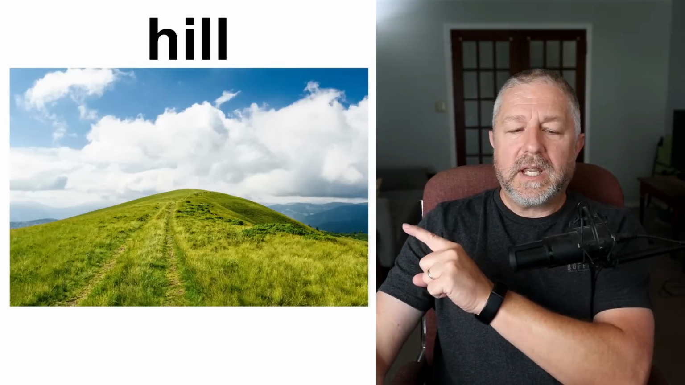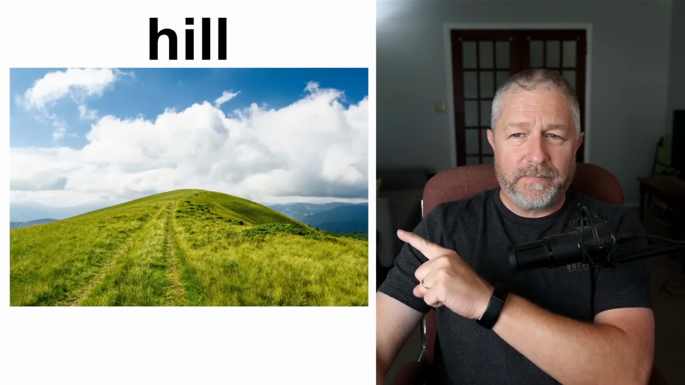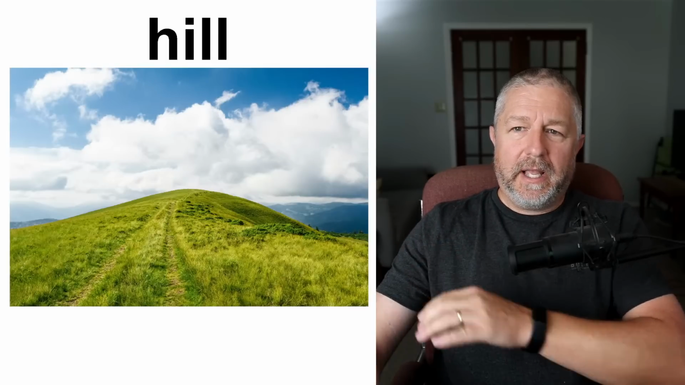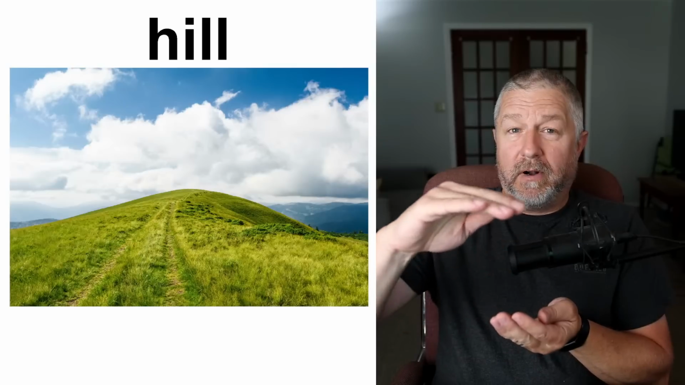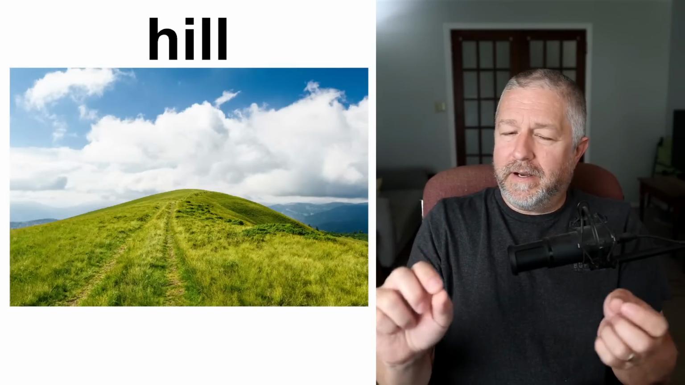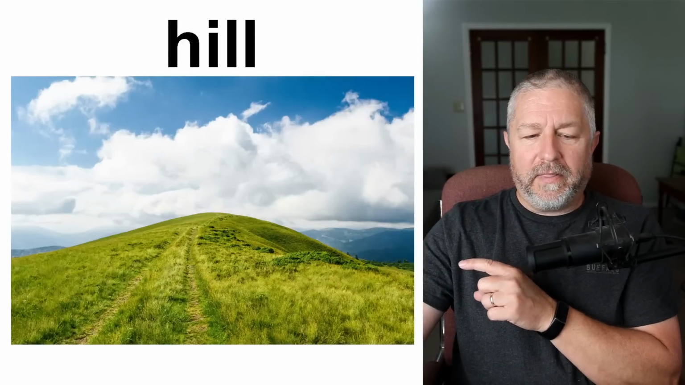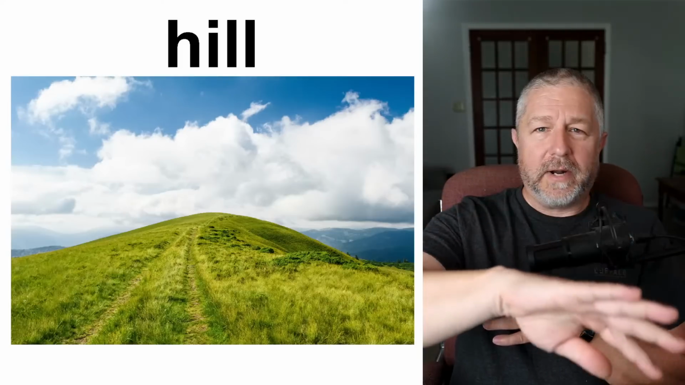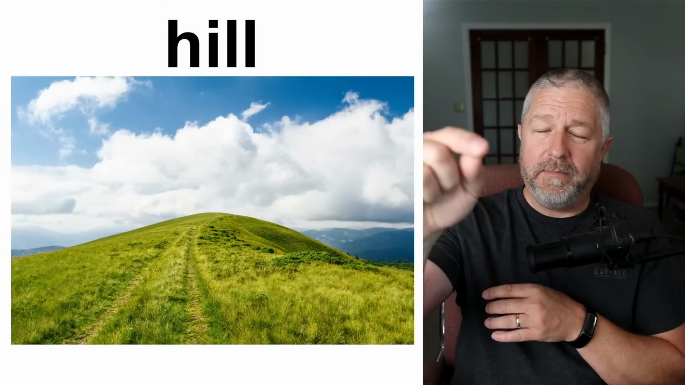You can see this hill is covered in grass. A hill can be covered in grass. It can be covered in trees. It basically is made from dirt. There might be a few rocks here and there, but in my mind, when I think about a hill, it's something that's covered in grass and trees, and you can climb the hill.